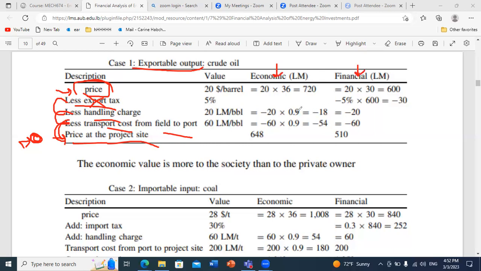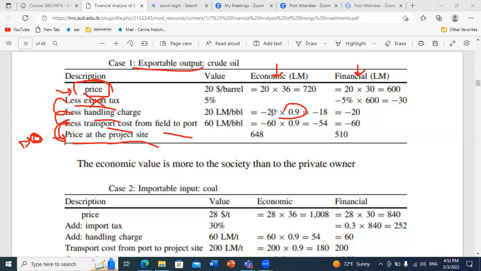So this is why here you don't take into account this part which will go to society, which is 10% of the handling and transport charge. That's why you just multiply by 0.9. So you should subtract only 90% of this charge for both handling and transport.